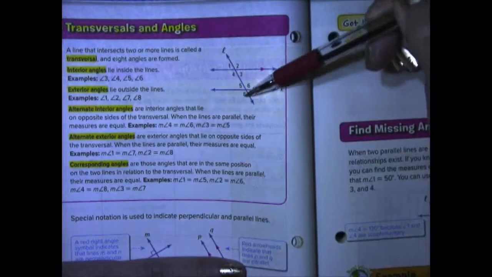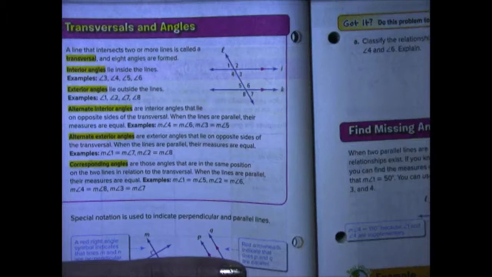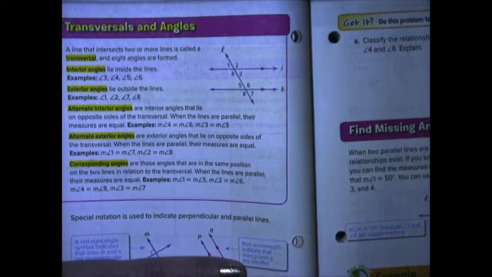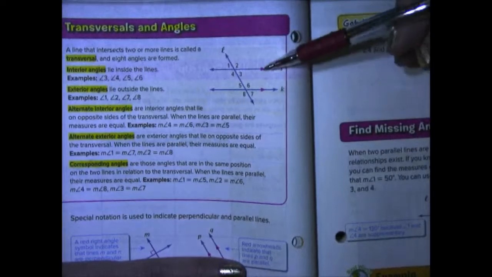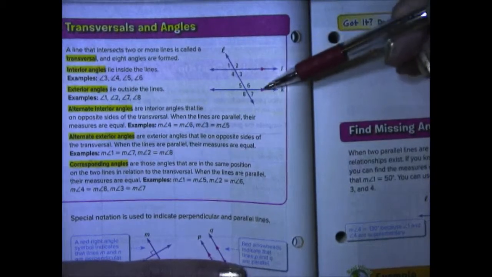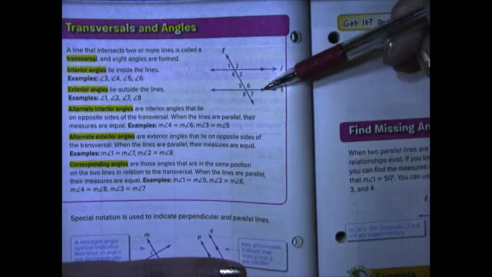Corresponding angles are those angles that lie in the same position on the two lines in relation to the transversal. This one's a little harder to understand, but if you can picture it, it's going to help. So if the lines are parallel, once again, their measures are equal. So let's take a look at the two lines. What we're looking for are the angles that sit in the exact same place on the same side of the transversal.